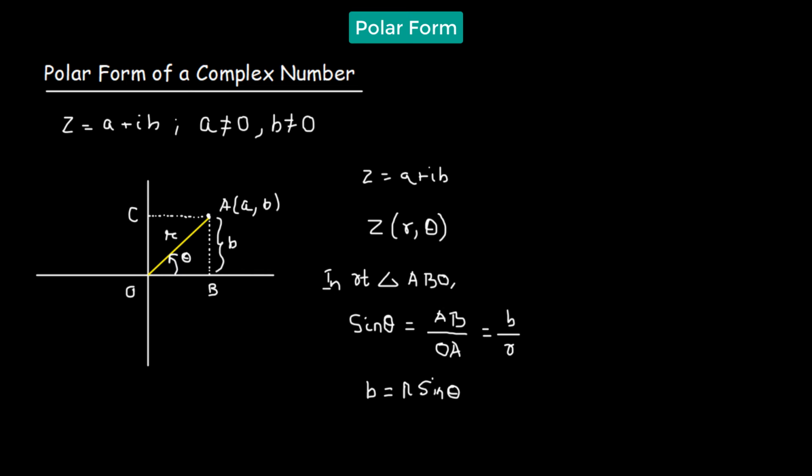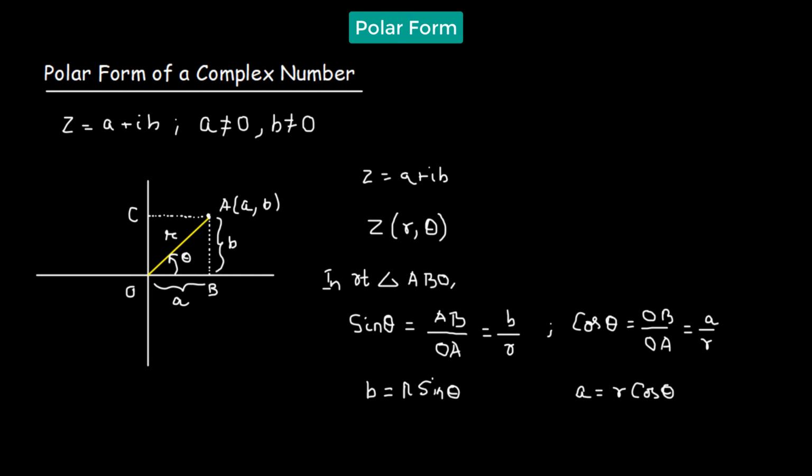Now we'll find out the value of cosine theta in the same triangle. Cosine of theta is given by the base, which is OB, divided by the hypotenuse, which is OA. The value of OB is equal to the distance of point B from O, which is simply a. So we have a over OA, which is the radius. Upon cross multiplying, we get a equals r times the cosine of theta.